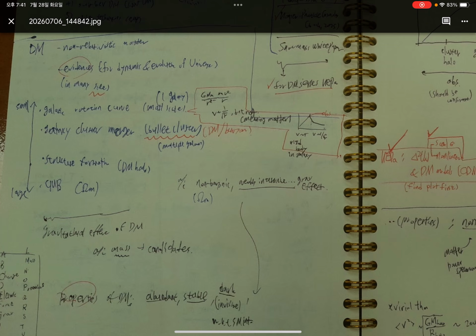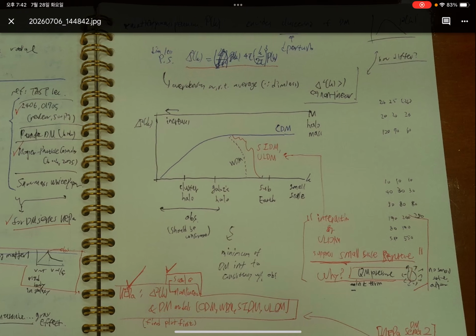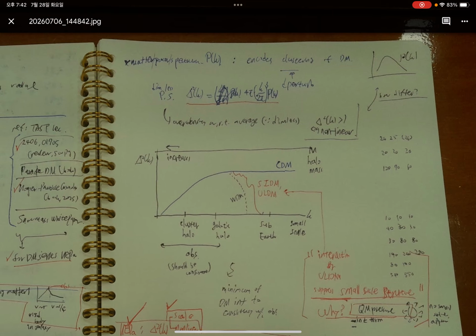It should be non-baryonic and weakly interacting with standard model particles, interacting only gravitationally. Also, dark matter should be abundant enough to explain its observed density, and stable. Its lifetime should be longer than the cosmological time, and it should be dark, almost invisible with respect to standard model interactions. And also dark matter provides the matter power spectrum as evidence from clusters. It should be the seed of the density perturbations of the other baryonic matter.